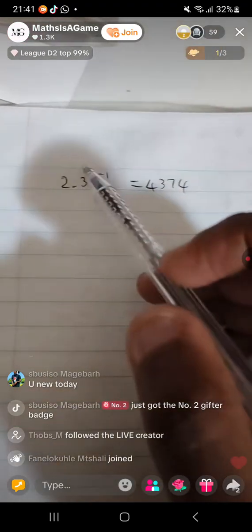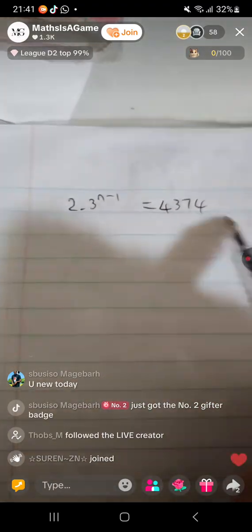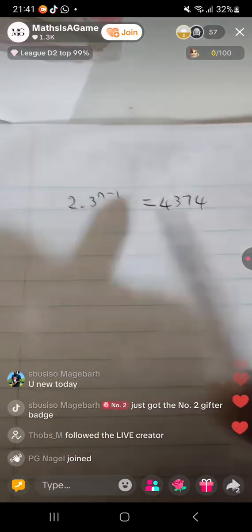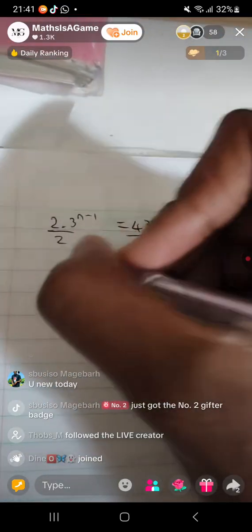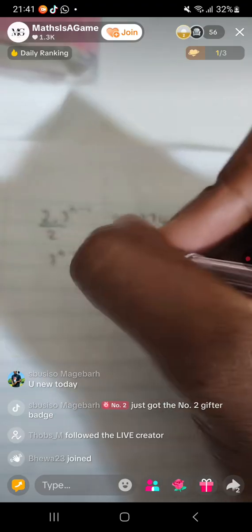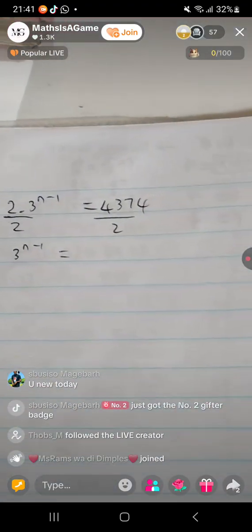So 2 is the coefficient. So we are going to divide both sides by the 2 to get rid of it. So when we do that, what happens, guys? When we divide both sides by 2, we are left with 3 to the power n minus 1. What's 4,374 divided by 2?